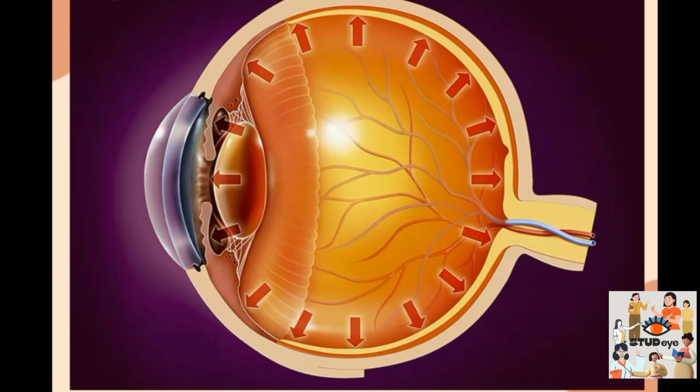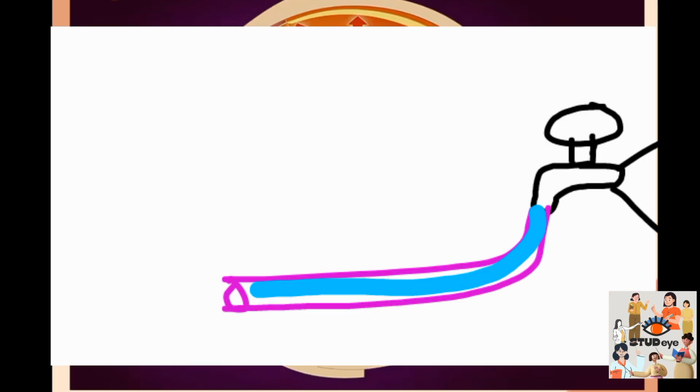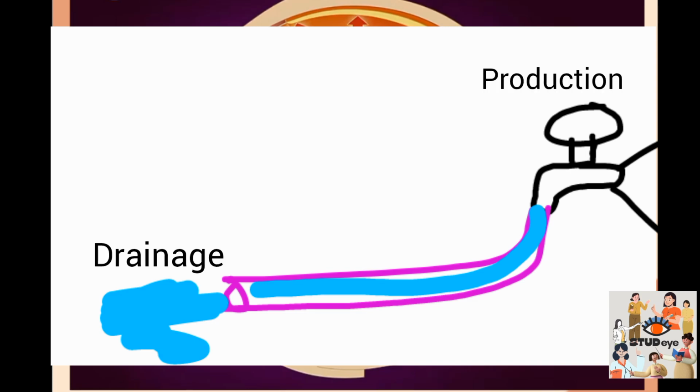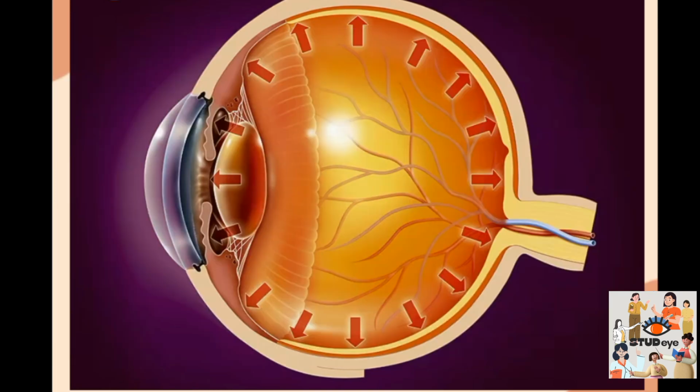Let me give you an example. You all know that when we turn on a tap, the water runs continuously through a pipe, right? You can say the tap is the production center of the water. From the tap the water is produced, and from the end of the water pipe the water drains out. So you can assume that the tap is the posterior chamber, from where the aqueous humor is produced, the eye is the water pipe, and the angle is the end of the water pipe.